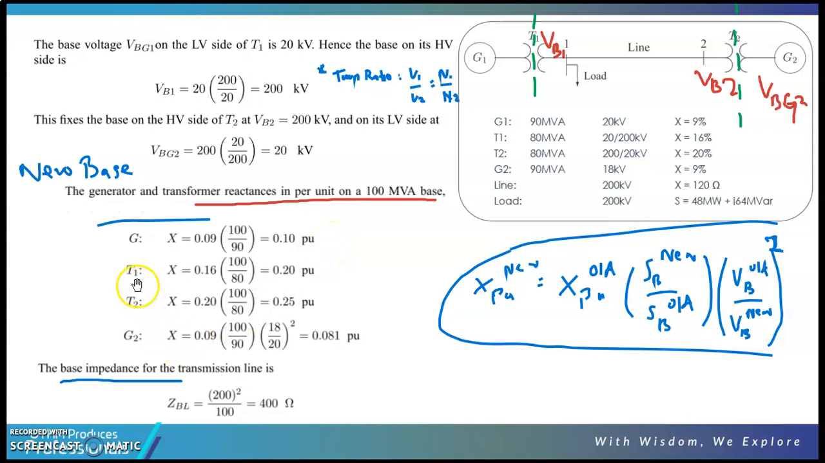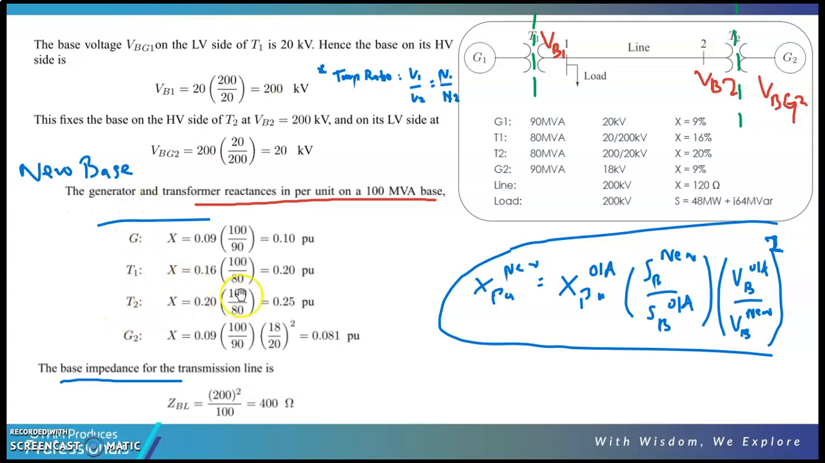Similarly for T1, X per unit old times S base new over S base old, times V base old over V base new. Since in this case V base old equal to V base new. Look at the transformer. Transformer V base old, at the secondary side, equal to 200 kV. So V base new for the high voltage side of transformer 1 equal to 200 kilovolt. So same, 200 over 200 equal to 1.